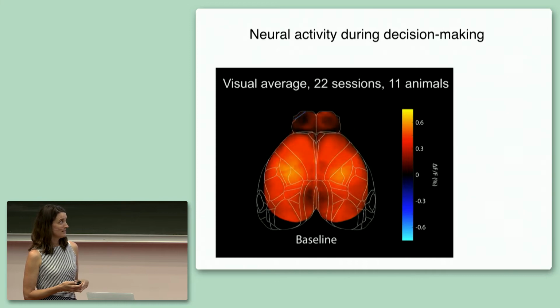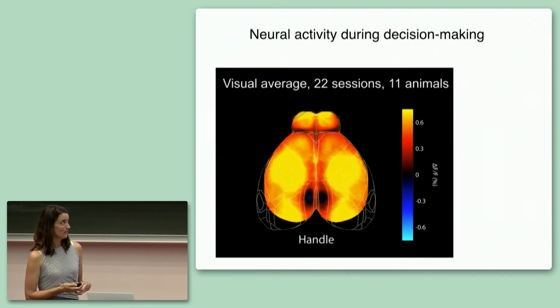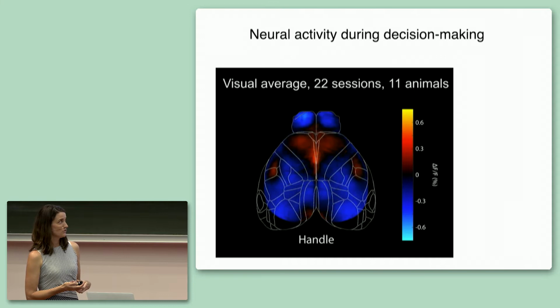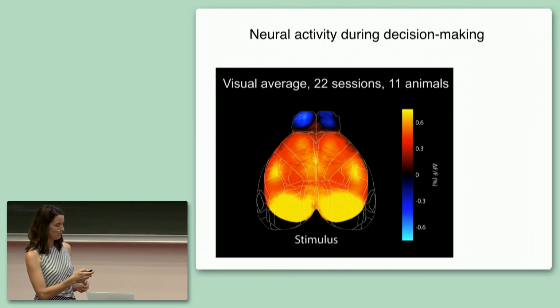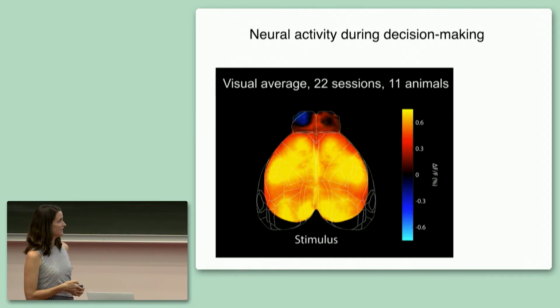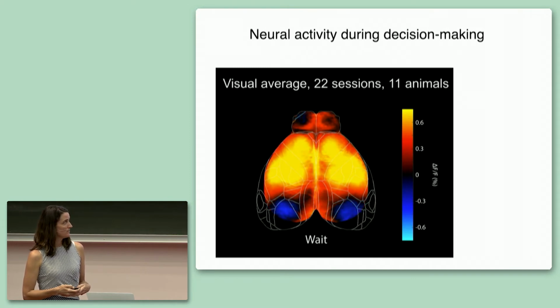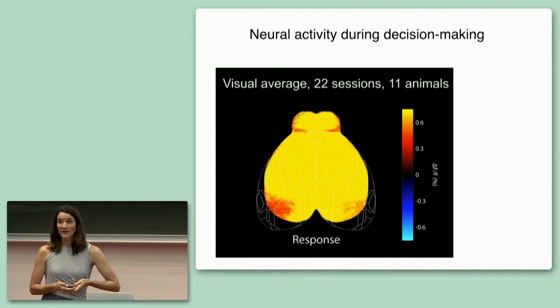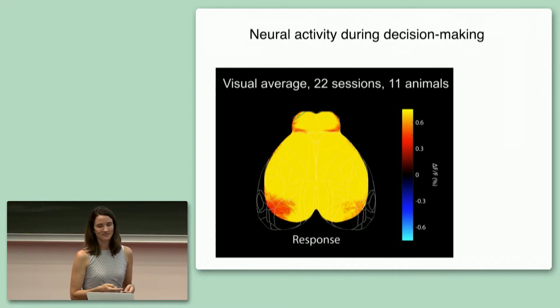So you can see even in the baseline period, we're getting a lot of fluorescence activity. Kind of cools off for a while. Stimulus comes on, that's primary visual cortex in the back of the brain that's lighting up. Delay period. And then the whole brain gets really, really active along the time of the decision.